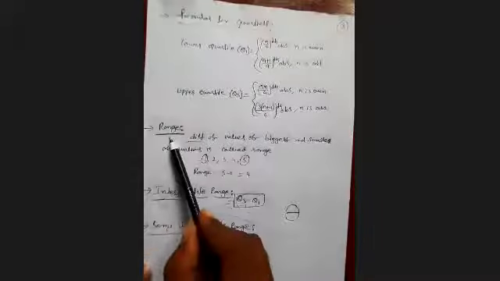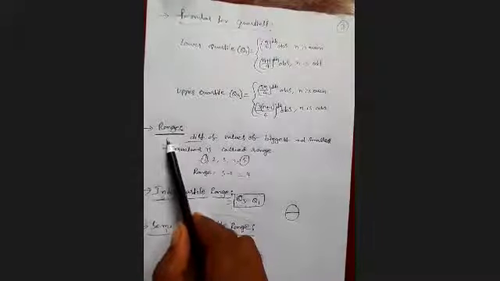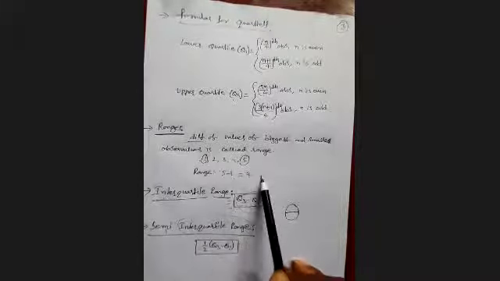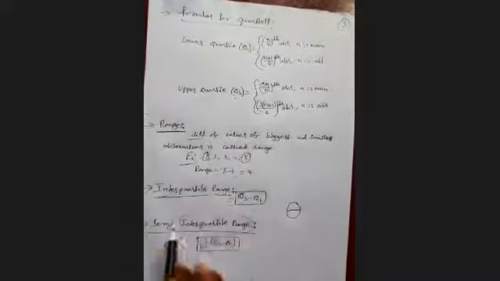Now the range of the given observations is nothing but upper observation minus lower observation. 5 minus 1, this is an example. Now interquartile range.